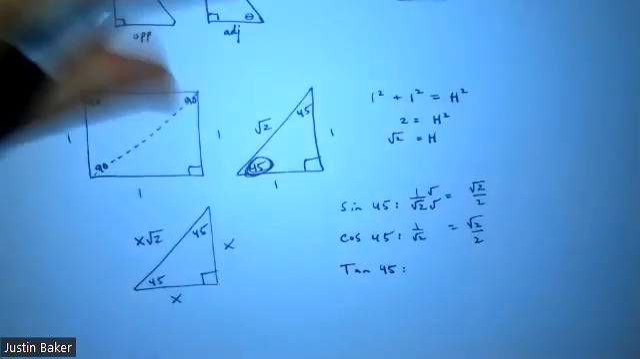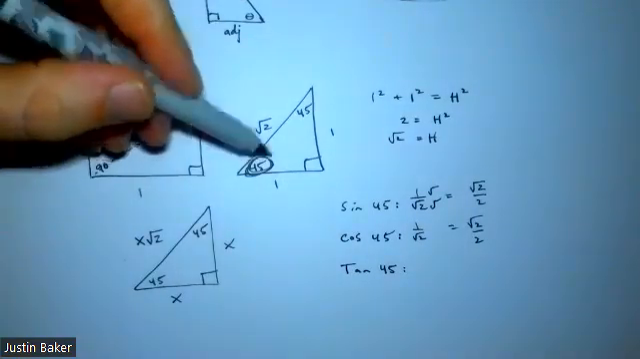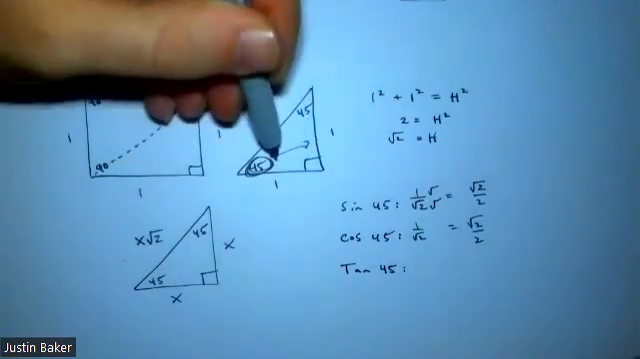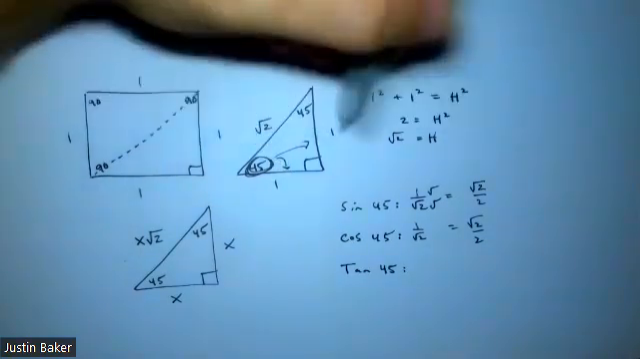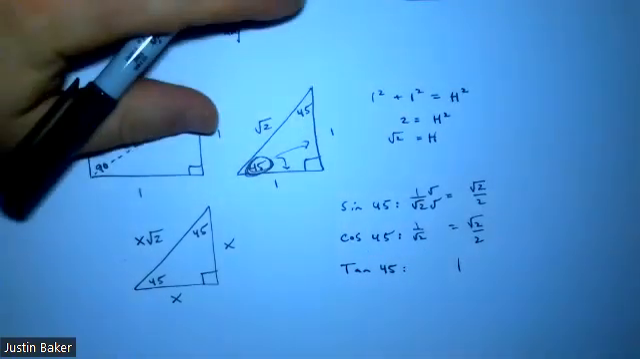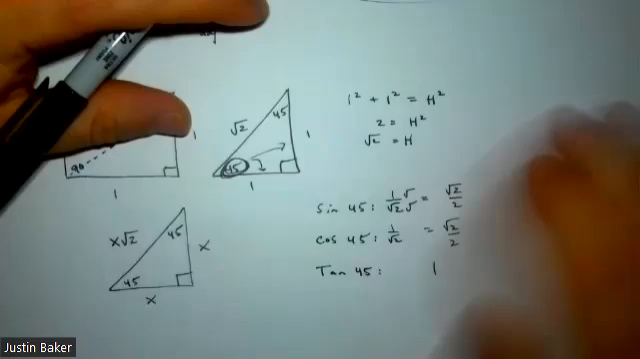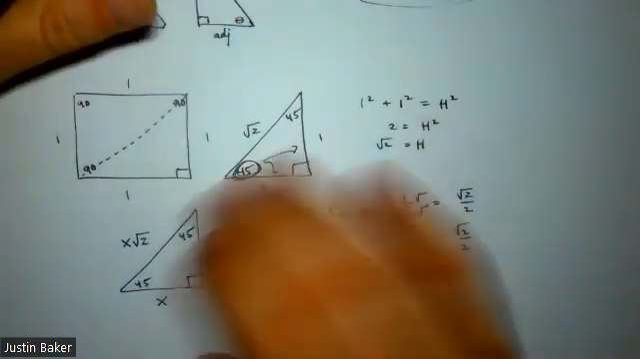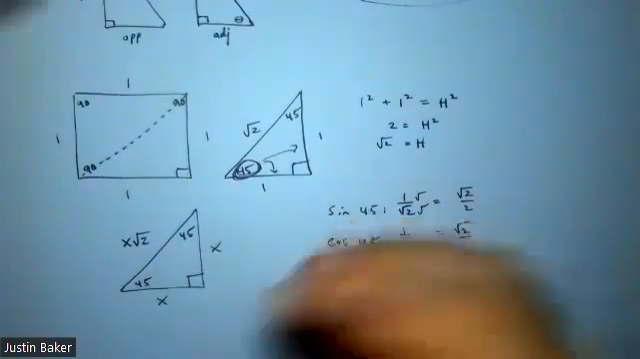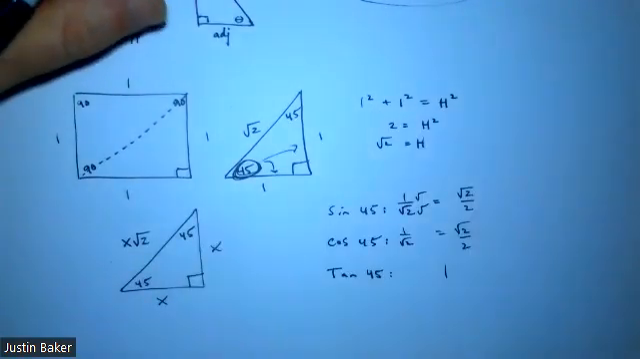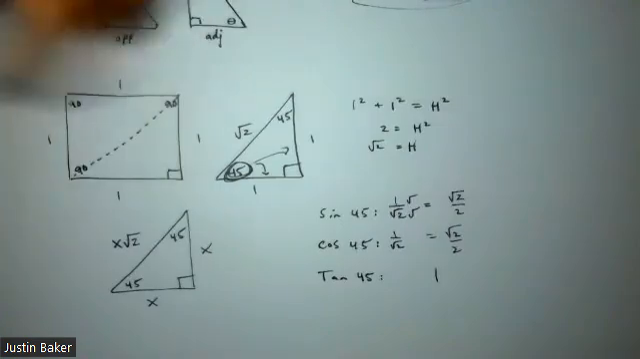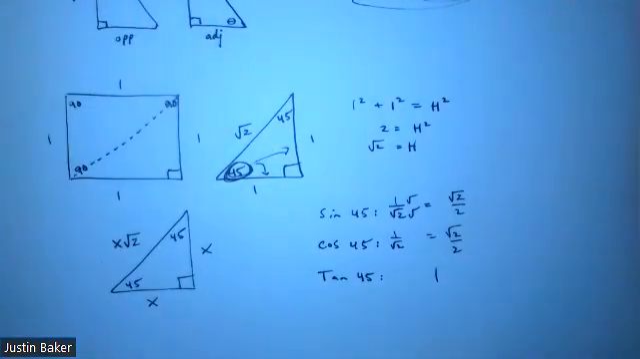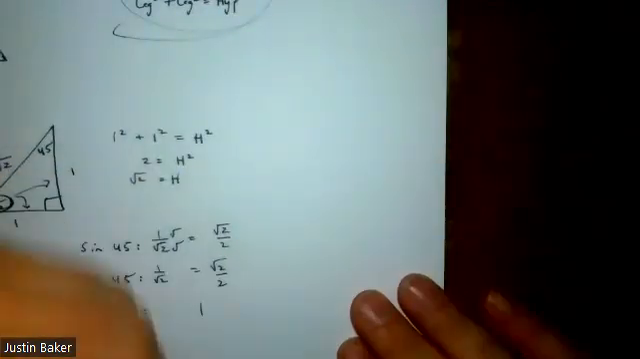Root 2 over 2. And if I look for tangent, tangent is the opposite over the adjacent. 1 divided by 1 is 1. Okay, so in a minute, we're going to need to access all of this information. Now, do you have to replicate what I'm doing right now? No, not really. I'm just trying to give you some backstory, a little bit of an idea of where this stuff's coming from. And we can do the same thing with the 30, 60, 90s.